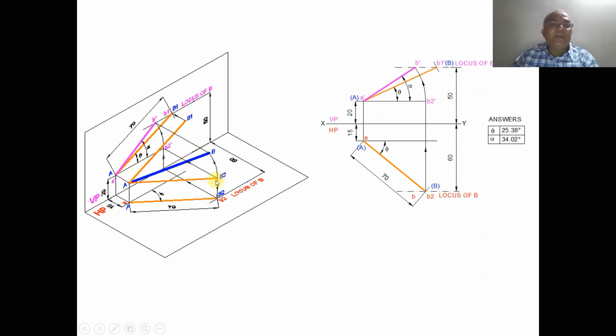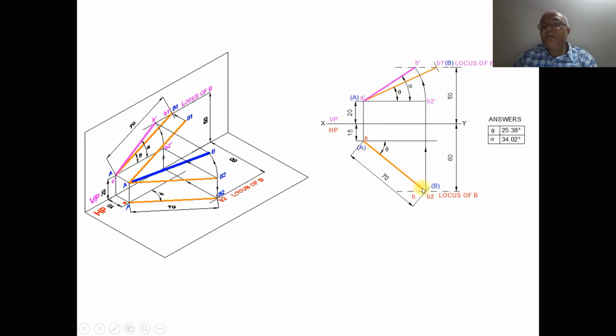So when you are looking from the front view, the image in the front view, which is A dash B2 dash, is the one which is being rotated such that it will touch the locus of B in the front view. So you're going to get this as B dash, and then join A dash B dash with a dark line. So that is what we have shown here.